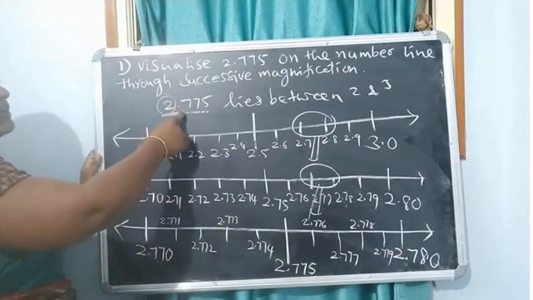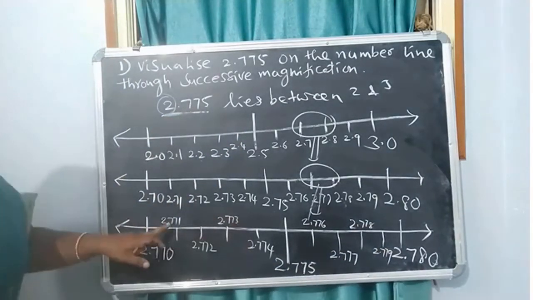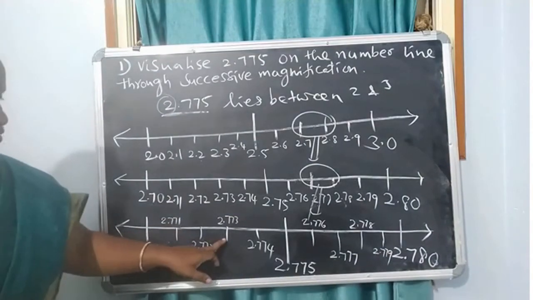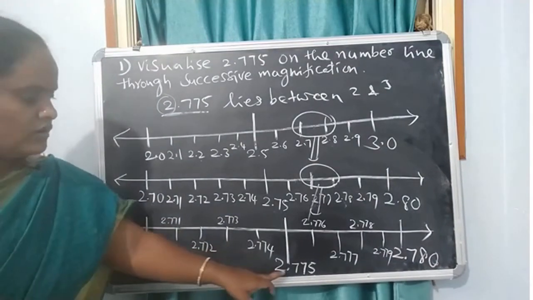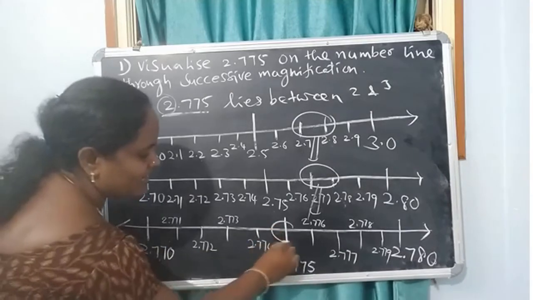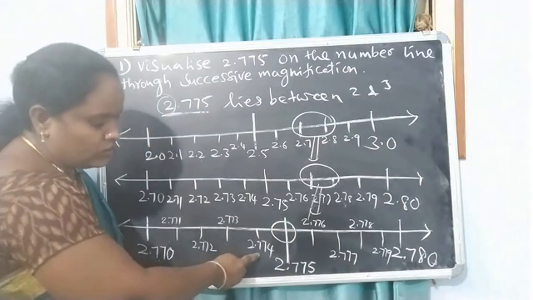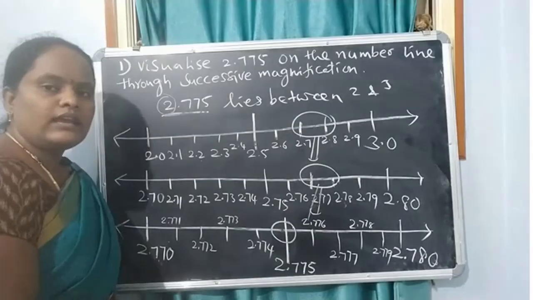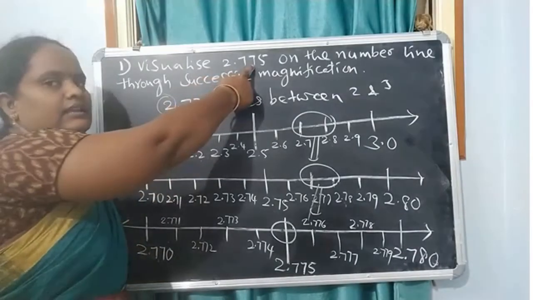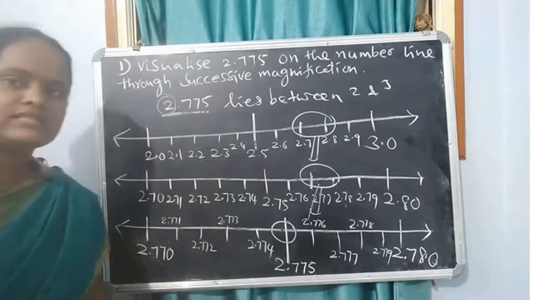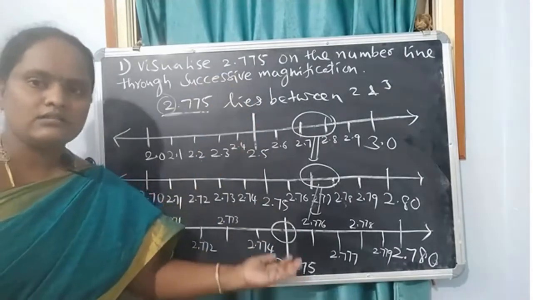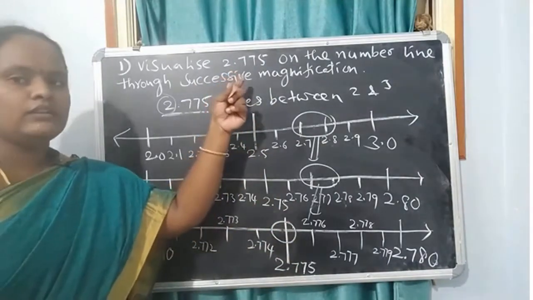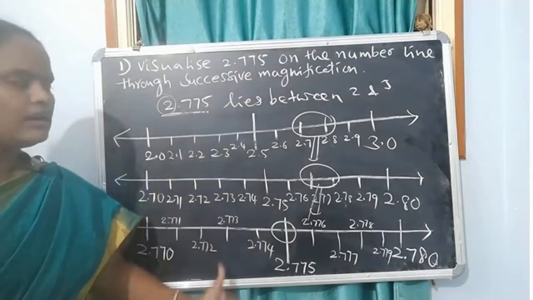So where is 2.775 on this number line if we observe? 2.771, 2.772, 2.773, 2.774, 2.775. So here is my number. It lies exactly in the middle, between 2.774 and 2.776. Like this, we can visualize any decimal on the number line. We can continue the steps also. If I want up to 4 decimals, one more number line. Here, up to 3 decimal places they ask, so 3 number lines we have taken.